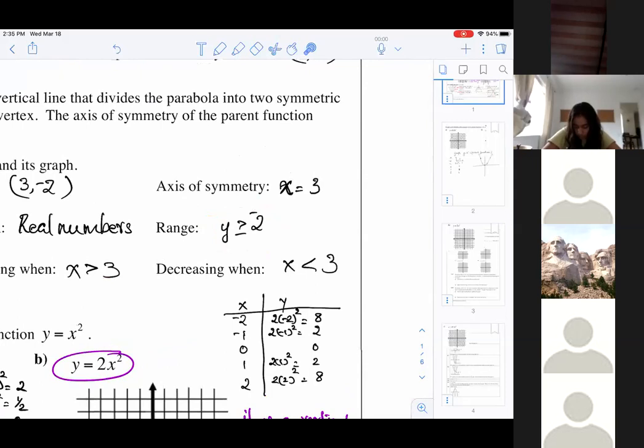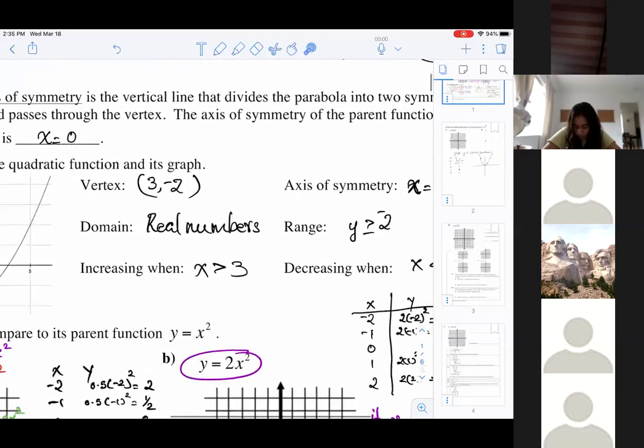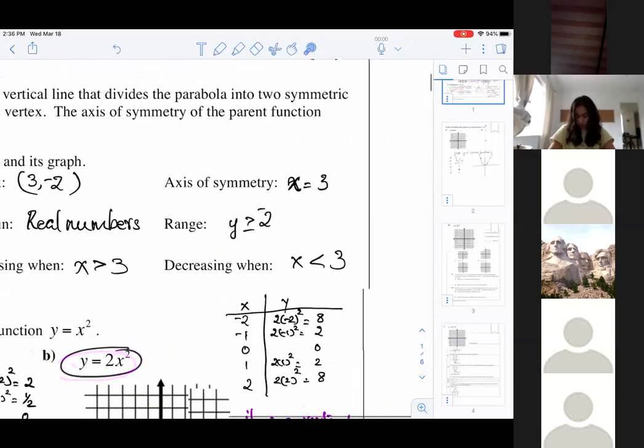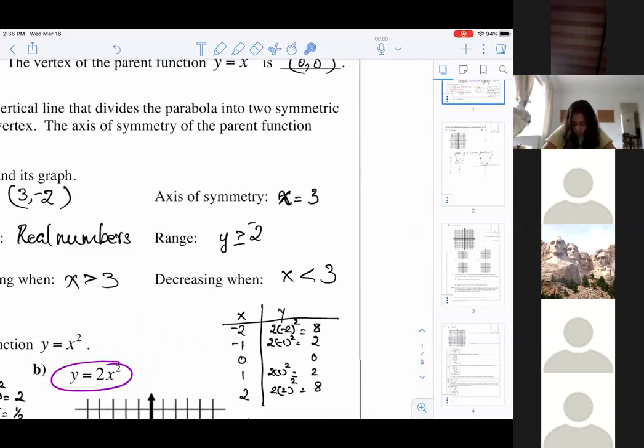What is the axis of symmetry? The axis of symmetry is this dashed line that passes through the vertex. It is the one that divides the graph into two equal parts. So the axis of symmetry is a line. I'm going to write the axis of symmetry is x equals 3, because it's a vertical line that divides the graph into two equal parts, and this is the equation.